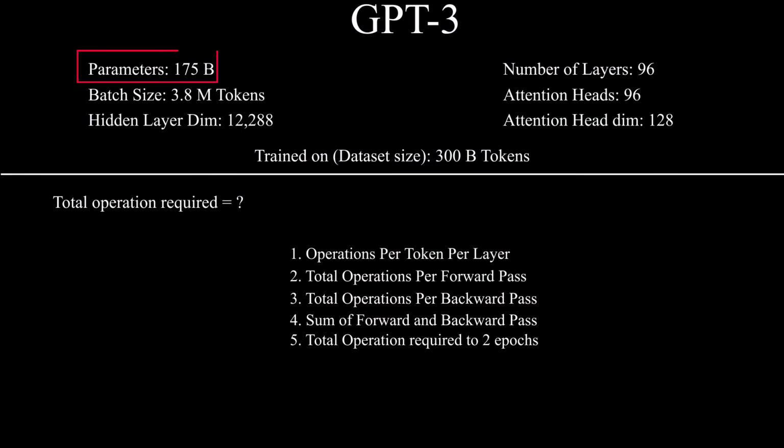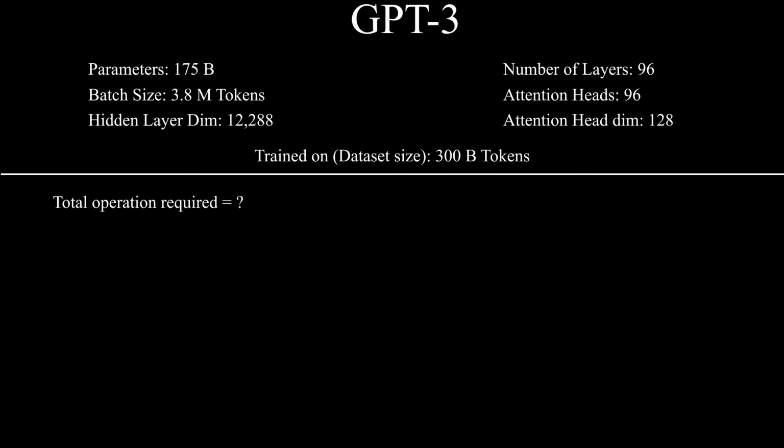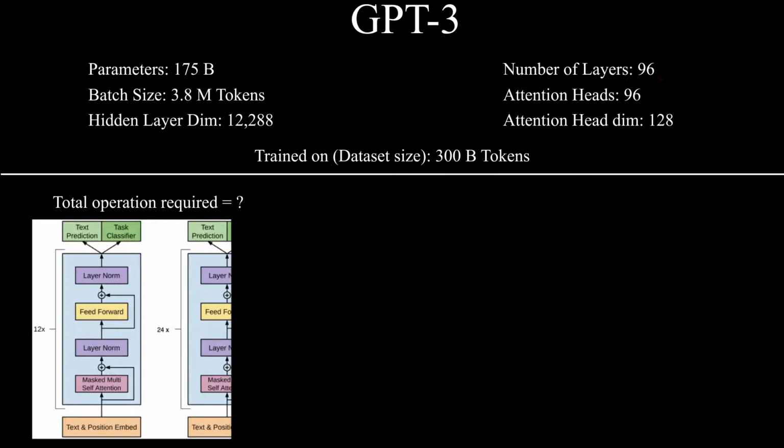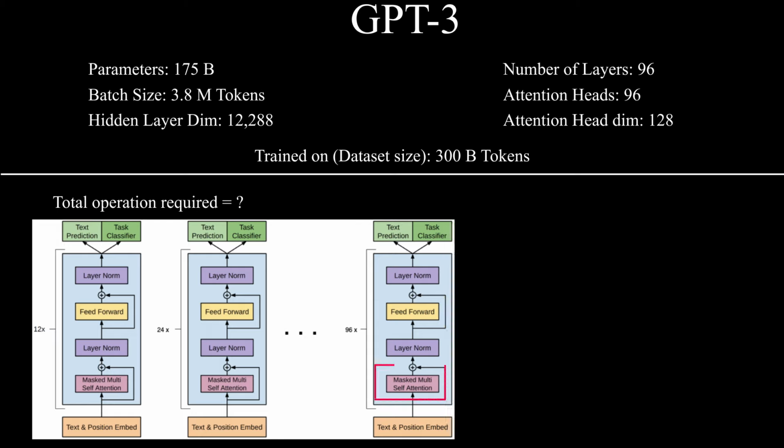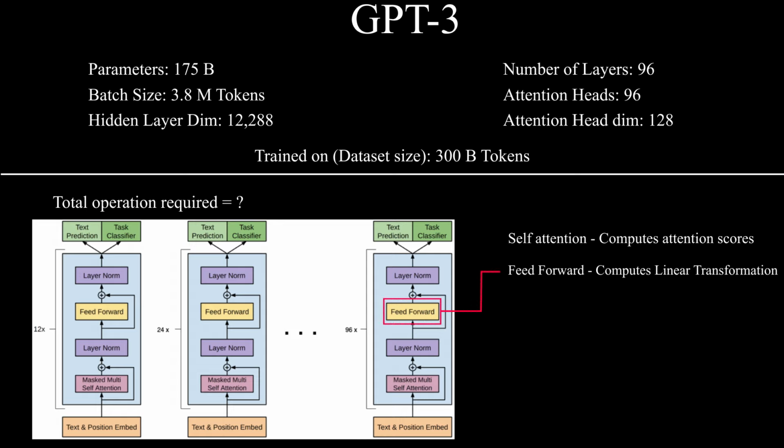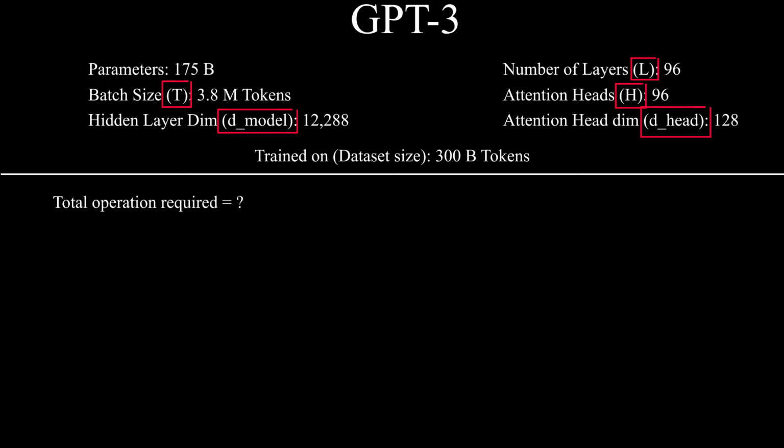And here are the GPT-3 specifications. We know it has a number of parameters which is 175 billion. It has 96 layers and this hidden dimension. It also has 96 attention heads and it is trained on a batch size of 3.8 million tokens and on a dataset of 300 billion tokens. GPT-3 has 96 layers and here are the key components of each layer. Self-attention mechanism, which computes the attention score and updates the token representation. Feed-forward network, which includes linear transformations and activations, and layer normalization. And here are the symbols and their meaning which we will use in our calculation.